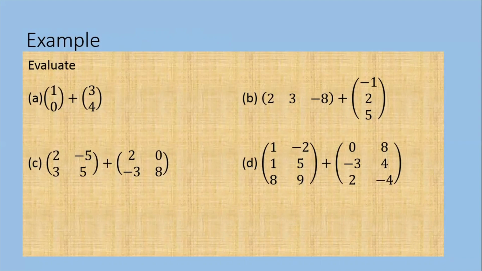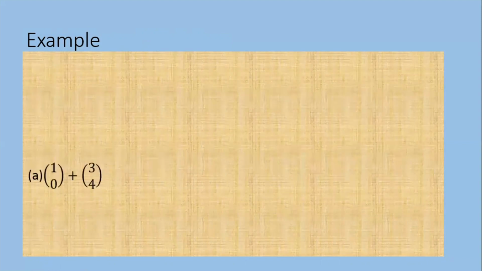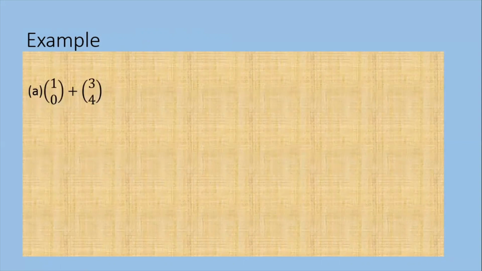Now, how are we going to do it? Well, let's take the first one. What do we have here? That's a 2 by 1 matrix. And here it's also a 2 by 1 matrix. So the two matrices have the same order. Right, so can we add?